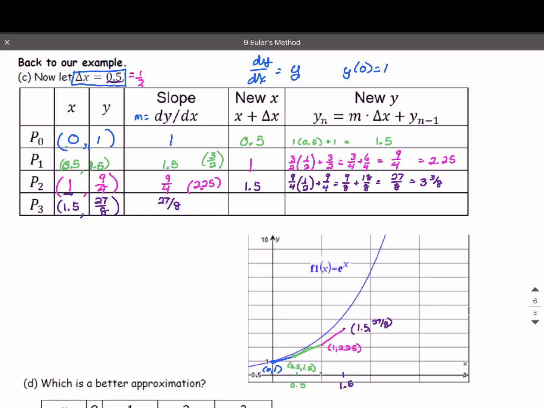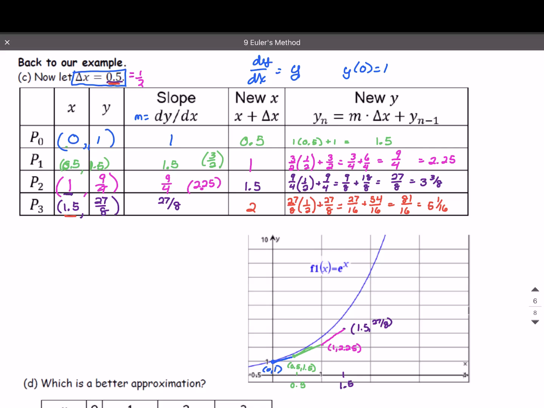To find the next new x value, we take 1.5 and add our delta x, so that's 2. And to find our new y, we take our slope, which is 27/8, times our delta x, which is 1/2, plus our y, which is 27/8, equals, and like I said, you can pull out your calculator if you want to. I've got 27/16. I want to add it. I need a denominator of 16, so I double the numerator to 54. And when I add, I'm going to get 81/16, which is 5 1/16.